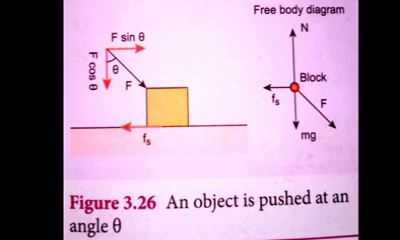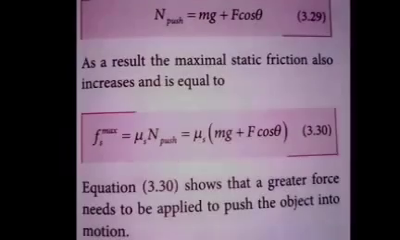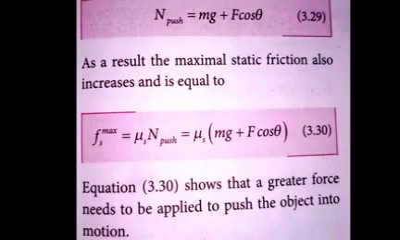Now we see the derivation. We are going to calculate the normal force acting on an object pushed at angle theta. So N push is equal to the downward gravitational force, mg, plus f cos theta, because both values are acting on the same side, so we add them. Now this final result represents that the maximum static friction will be increased.